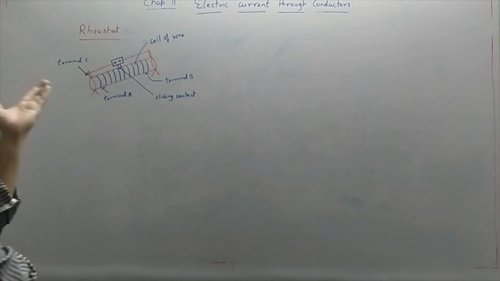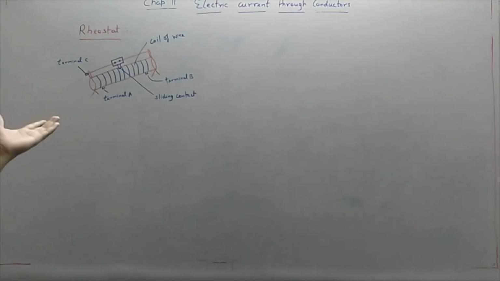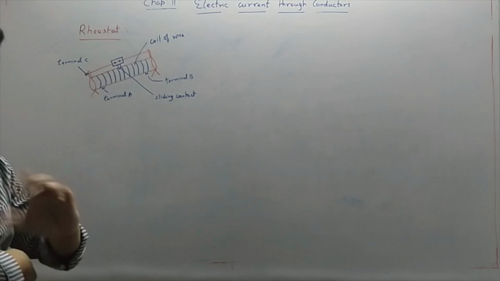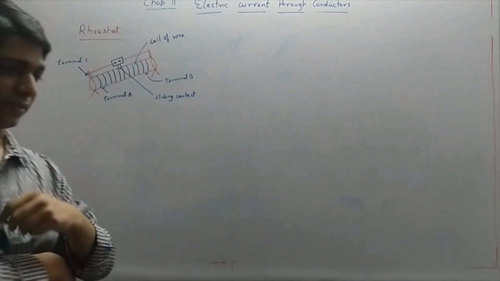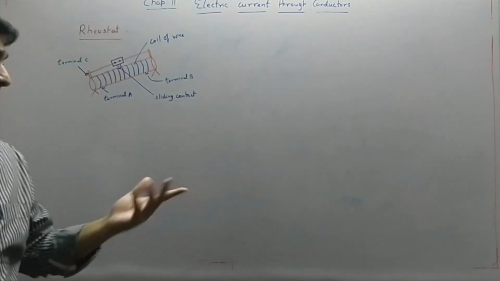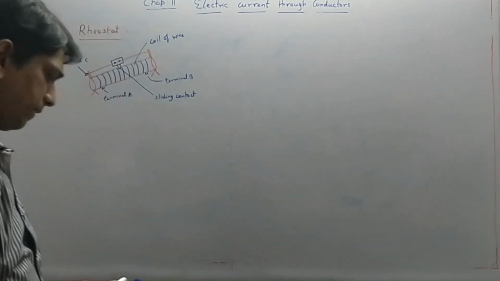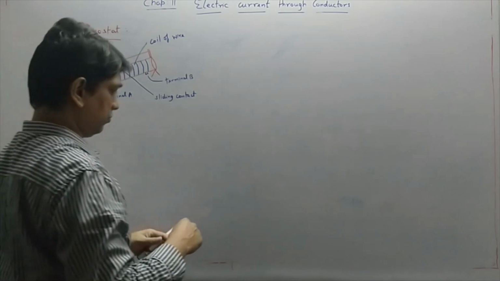Basically, we are using a rheostat. It is basically an adjustable resistor, some type of adjustable resistor. We use this rheostat in a circuit. Suppose Ohm's law. We know that in Ohm's law we can use a rheostat. You know what the diagram for Ohm's law is.